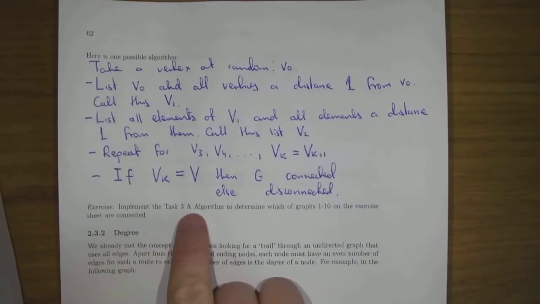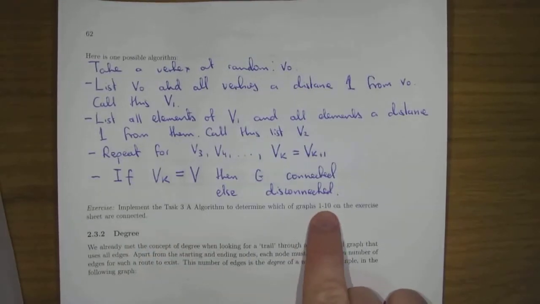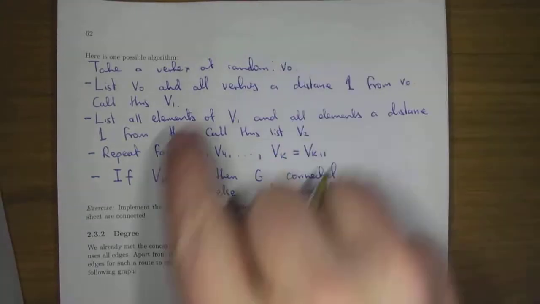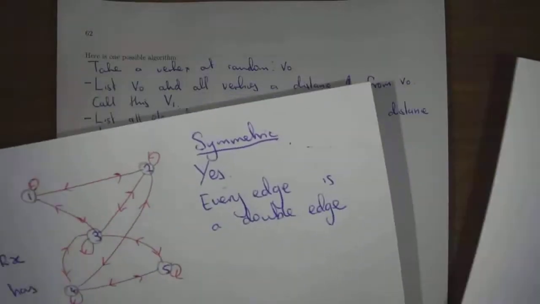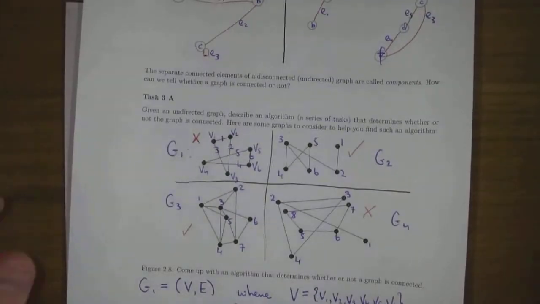Now, if you want to try it yourself, on Saturday I'm going to scan a sheet with loads of different graphs that you can try these things on. Right, so let's look at graph 3. Now let's take our vertex at random as V0. V0 is equal to 1. So let's see. Okay, so graph 3.